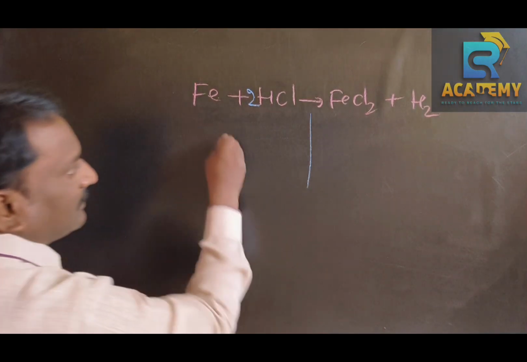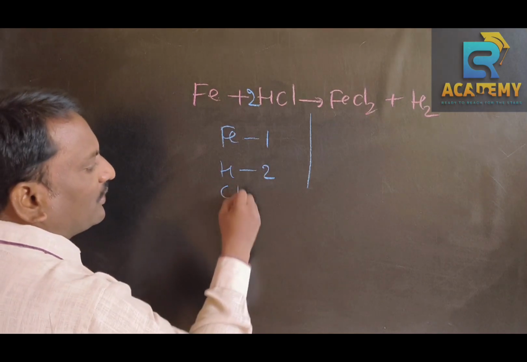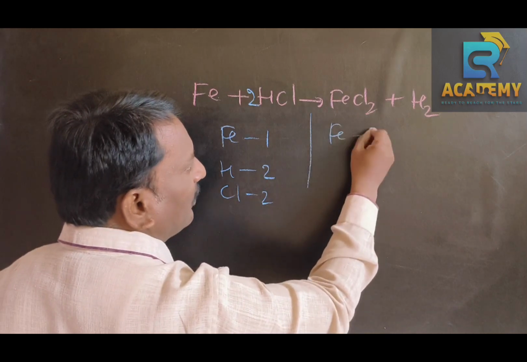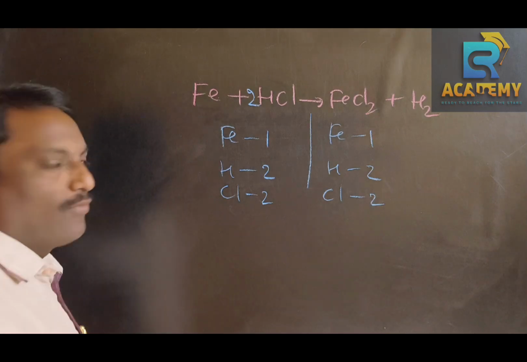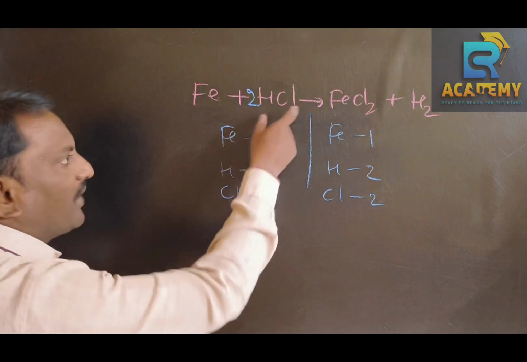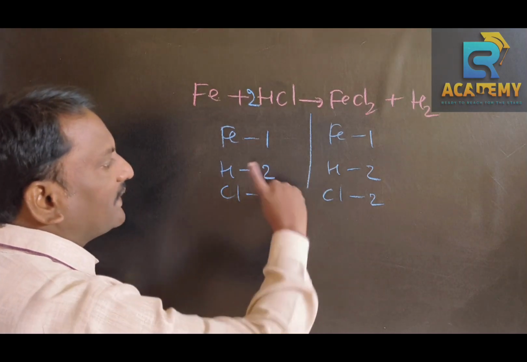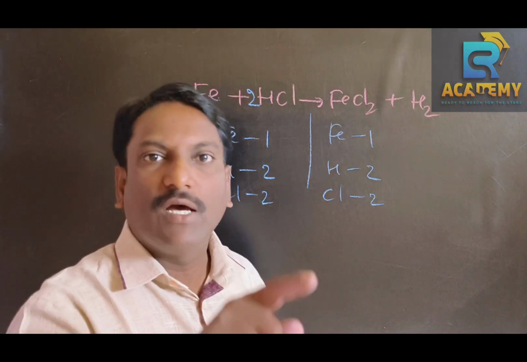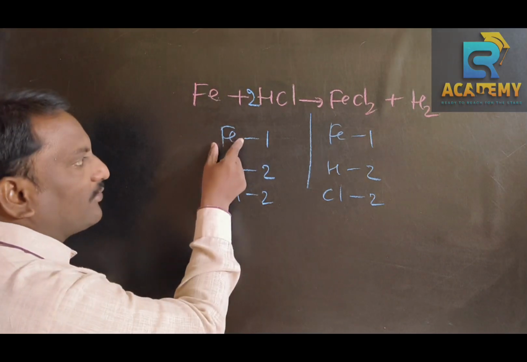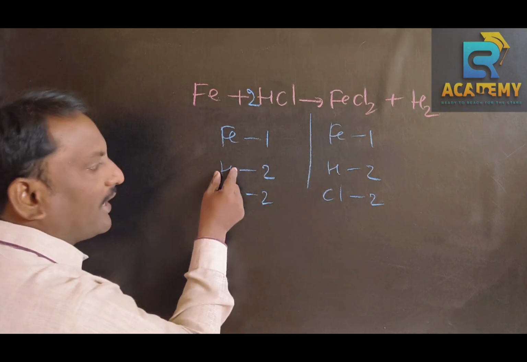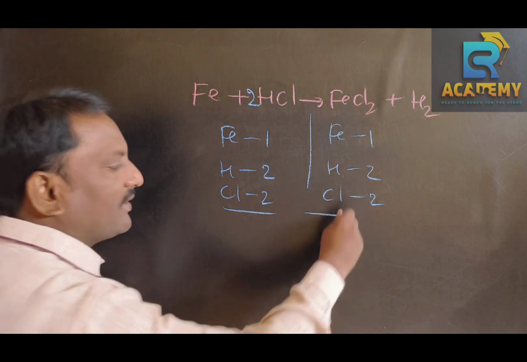So here, iron 1, hydrogens 2, chlorines 2. On the other side, iron 1, hydrogen atoms 2, chlorine atoms 2. What is the balanced chemical equation? A balanced chemical equation has equal number of atoms of different elements on both sides, not an unequal number. So iron 1, iron 1; hydrogens 2, hydrogens 2; chlorines 2, chlorines 2. So it's a balanced chemical equation.